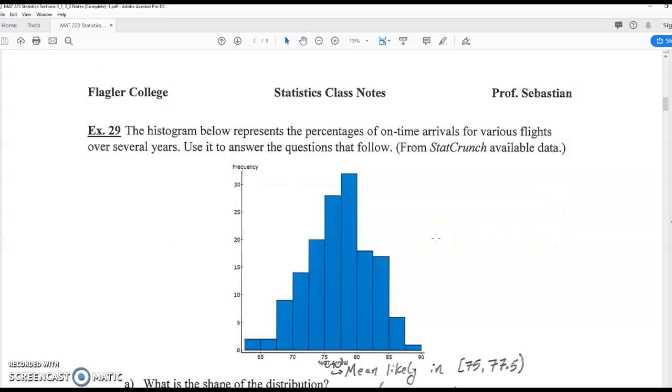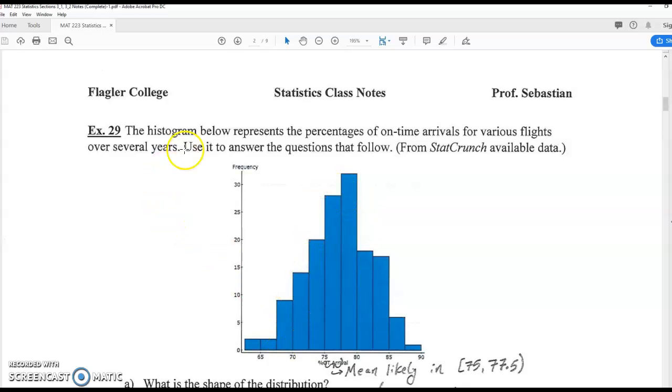This is now page 28 and we are on example 29. We're in chapter 3 again, which is about numerical summaries of distributions. We're currently talking about the numerical summaries of symmetric distributions. So we're talking about numerical variables first and foremost, and we're talking about distributions that look symmetric. So something like this, nice and symmetric.